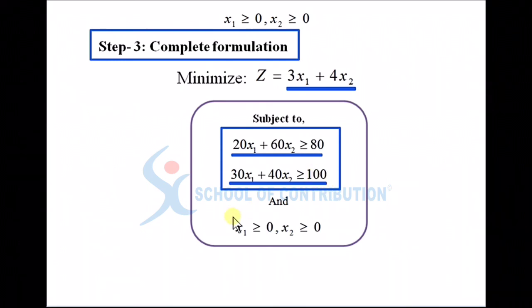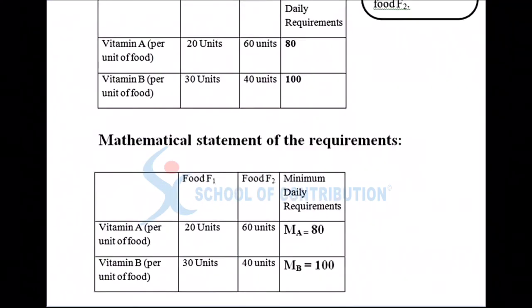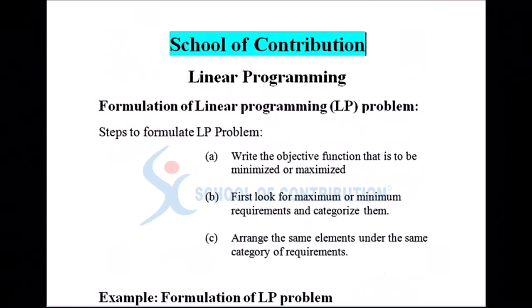And at the same time we know that the values of x1 and x2, that means the food we purchase, should not be negative, because the food we purchase cannot be a negative quantity, so it should be 0 or it could be positive. So this is a very formal formulation of a linear programming model given a linear programming problem. Okay, so that's all from this video.